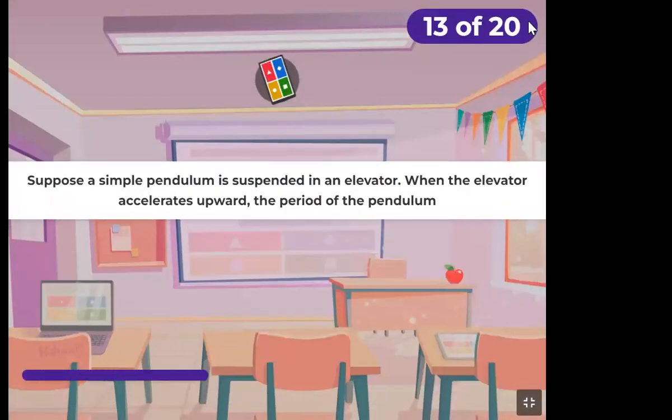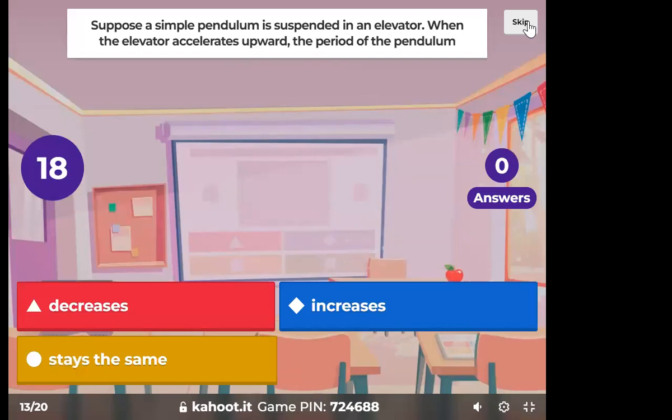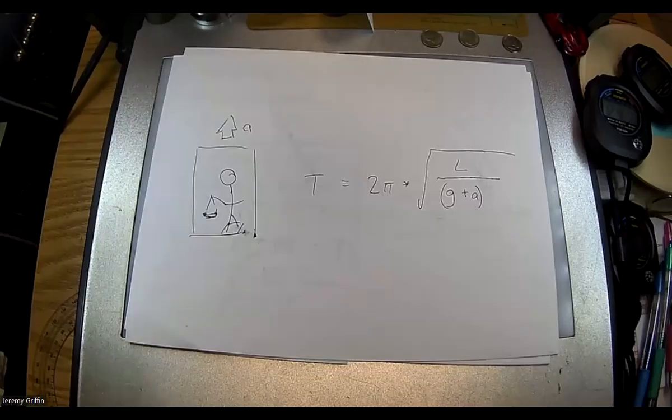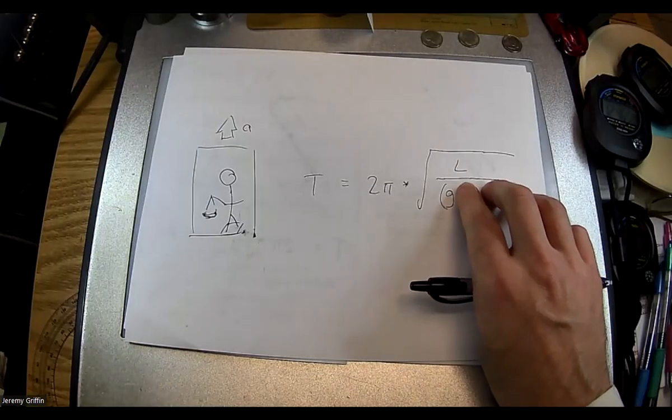Suppose a simple pendulum is suspended in an elevator. When the elevator accelerates upward, what happens to the time period of the pendulum? Yeah, decrease. Why would it decrease over here? Right, the same thing. I'm just referring to this from earlier.